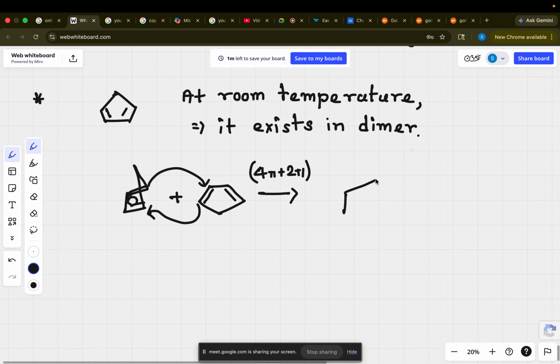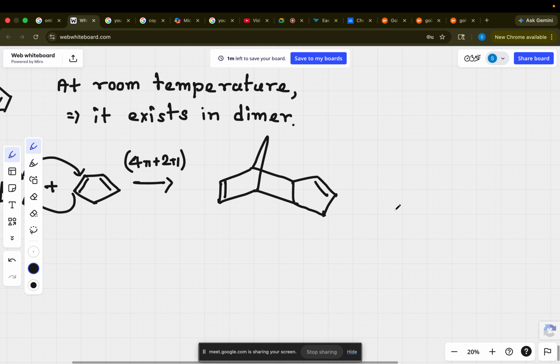So what I am getting, I will get this compound. See, this double bond is shifting to here. So place the double bond here. Here you have a norbornene type of system, and this side you have a 5-membered ring. So 1 2 3, here you have 4 5, and this side you have a double bond. So this is basically the dimer. At room temperature it exists like that.